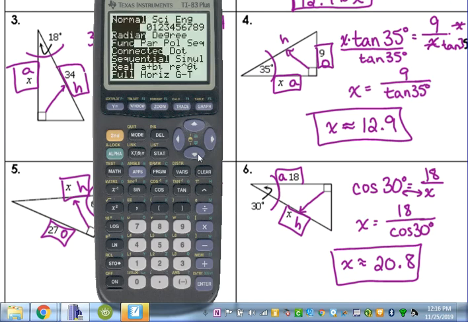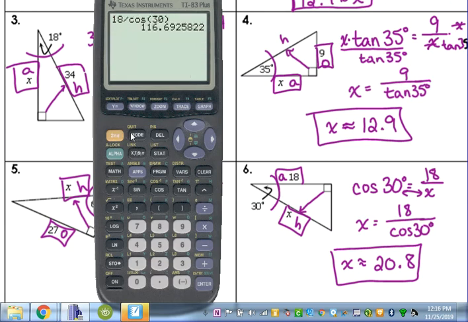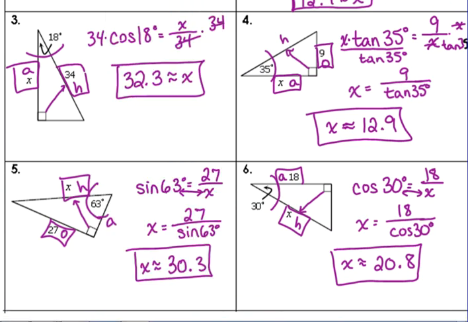So just make sure that's what I'm talking about when I say make sure that your answers make sense. That did not make sense. 20.8 is much more reasonable. Now, that's not to say that we can't have big answers. Just make sure that relative to what you're given, it makes sense.